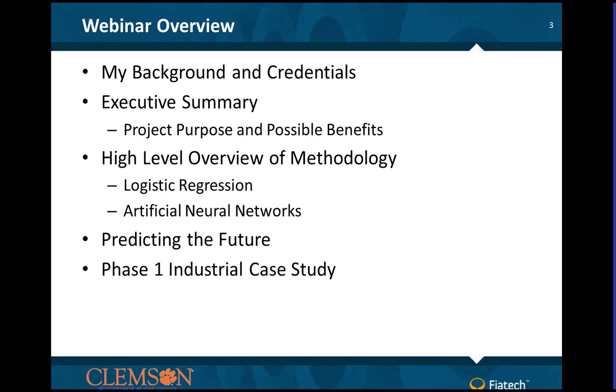My goal is not to baffle you with mathematics or pretend to be smarter than you, because I'm not. I just really like working in this area. There's lots of great tools and people to work with, and I hope that by showing an industrial case study, talking about where we're going in the future, we can hopefully motivate your participation in our research efforts.